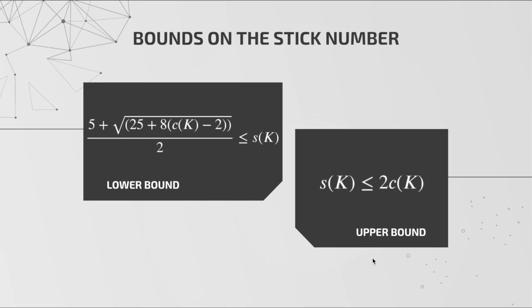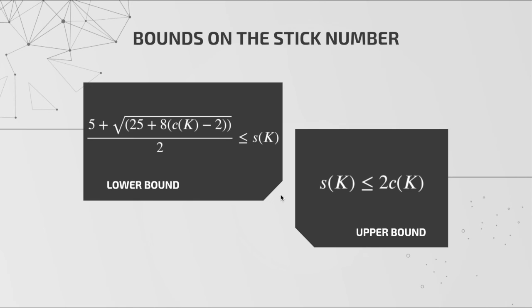But the upper bound, on the other hand, is just briefly mentioned in the textbook as having been proven by a professor from Yokohama National University in Japan, whose name I will respectfully not try to pronounce. And we see that the upper bound is a much simpler formula, much simpler inequality. The stick number is less than or equal to 2 times the crossing number. So here are some bounds. So we can at least narrow down the stick number somewhat.